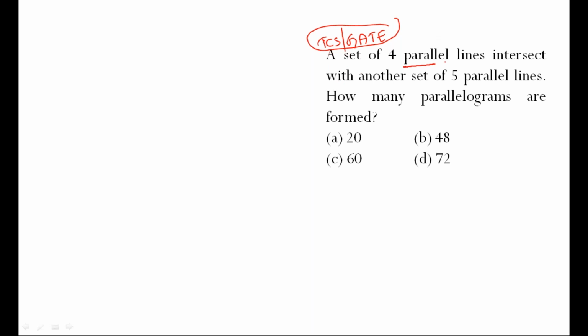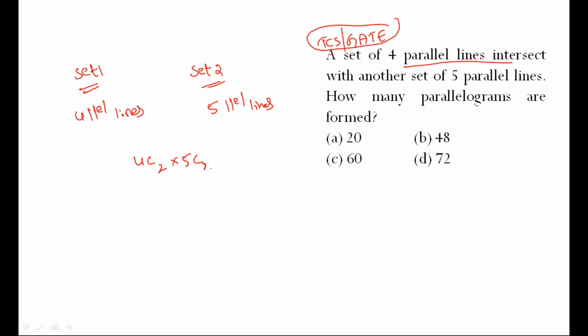A set is having 4 parallel lines. Another set, the second set, is having 5 parallel lines. Now what you have to do? Among these 4 you should select 2, and among these 5 you should select 2. 4C2 is 6, 5C2 is 10. 6 into 10 is 60.